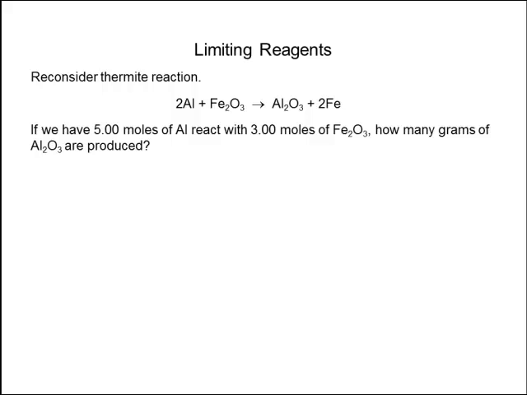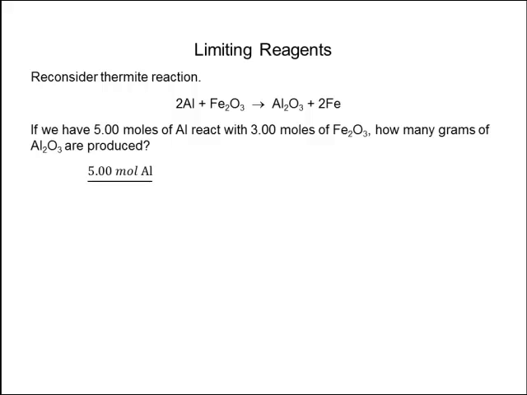If you look at the thermite reaction again, if I have 5 moles of aluminum react with 3 moles of iron oxide, how many grams of aluminum oxide are produced? Well, in order to figure out the maximum amount of aluminum oxide I can get, I have to figure out which is the limiting reagent. Now, because it's asking about mass of the aluminum oxide, I'm just going to take my reactants and convert it to mass of my product. And since it's asking about the aluminum oxide itself, I'm going to convert it to mass of aluminum oxide. If it's asking about the iron, I'd convert it to mass of the iron.